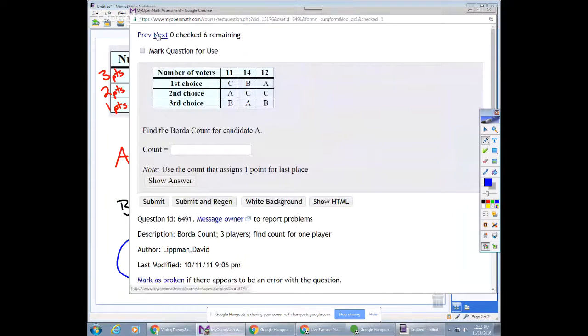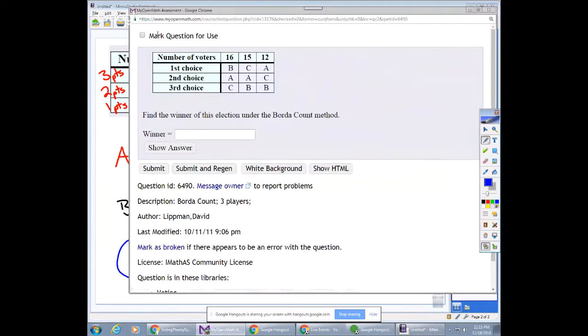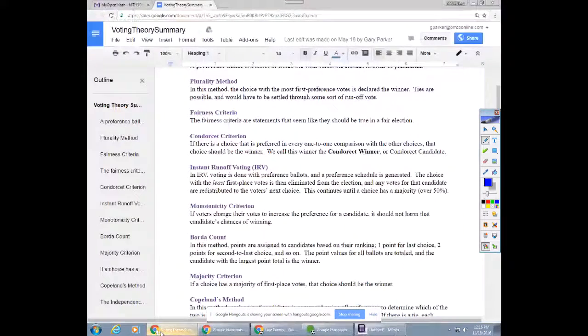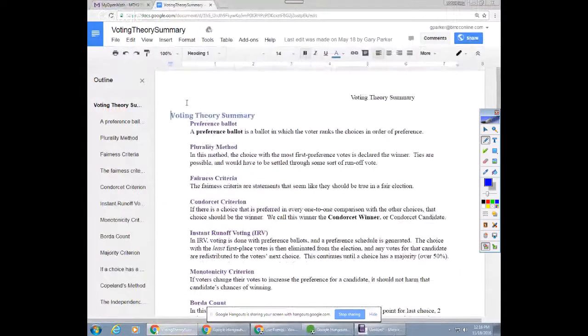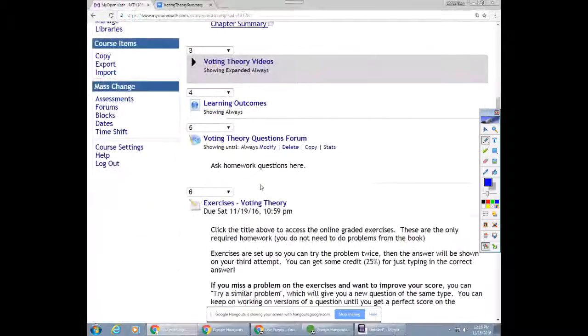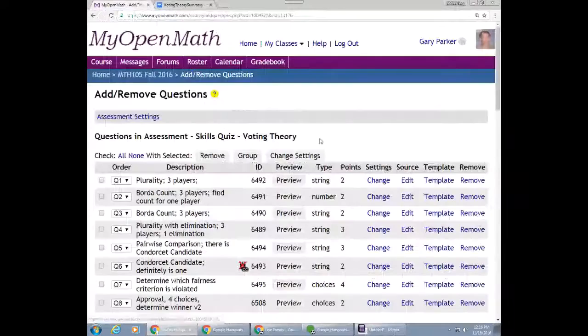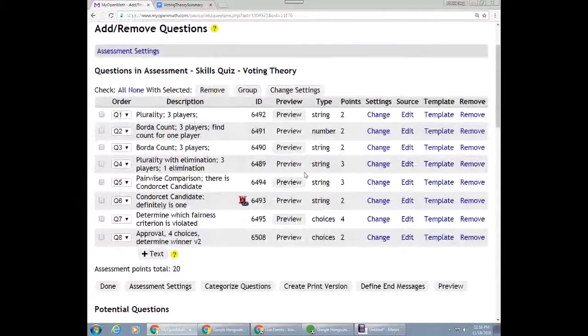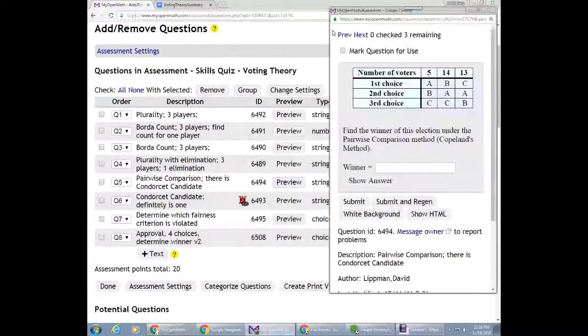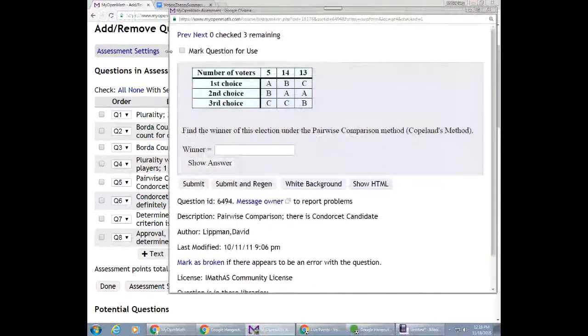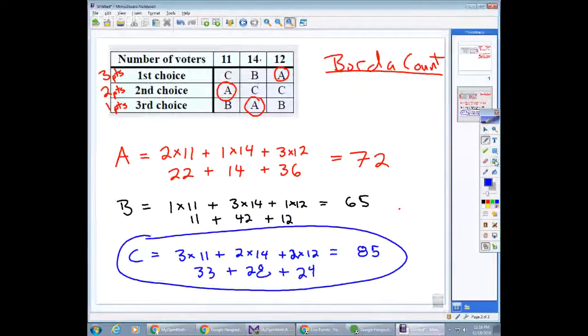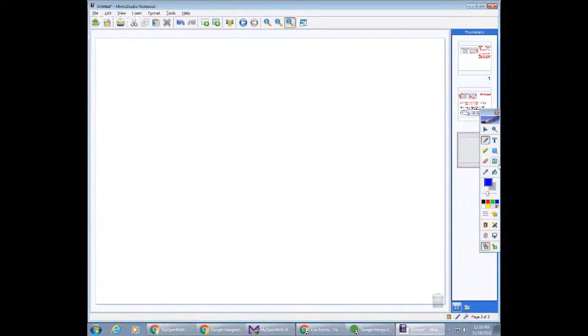How about, let's see, that was Borda count. That's another Borda count. Uh-oh, where did my list of choices go? Interesting, I lost them. Okay, back here. Let's try another one. Pairwise comparison, that's a good one to look at. New page.